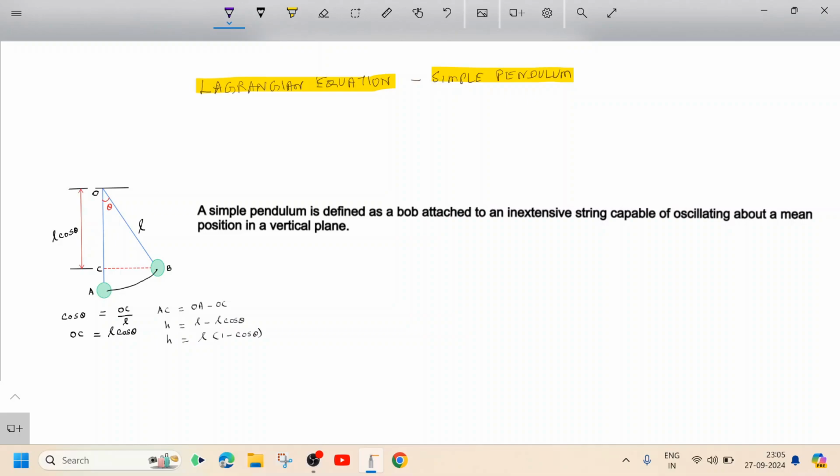Therefore, the Lagrangian equation for the simple pendulum is d by dt of dou L by dou theta dot minus dou L by dou theta equal to 0. So, this is equation 1. We know that Lagrangian L equal to T minus V. T is our kinetic energy, V the potential energy.